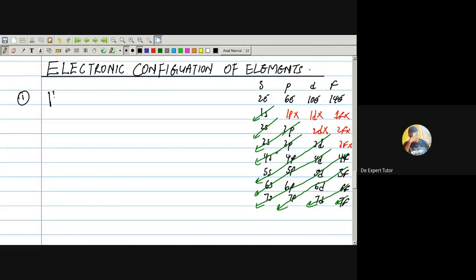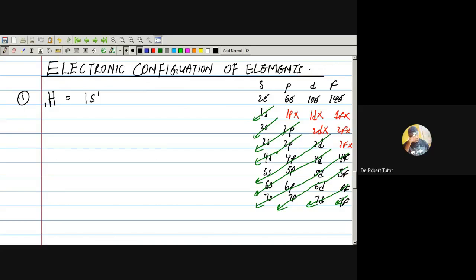We have hydrogen, atomic number 1. Remember, it has 1 electron, and I must start from 1s. Are we together? When 1s is occupied, you go to the next one. So we have 1s, and we have 1 electron to fill. So we just put that 1 electron on this 1s, giving 1s1. And that is it. Do you get that?